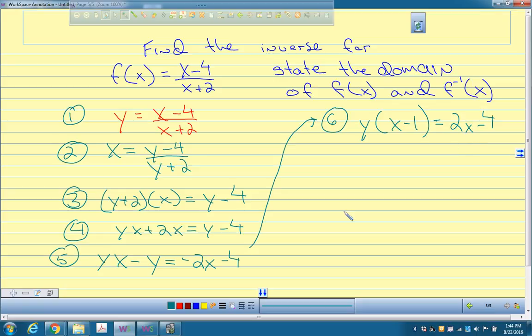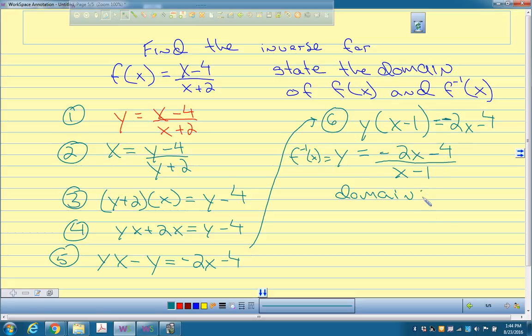Now what do I do? Divide. Isn't it negative 2x? Oh, minus 2x, thank you. Minus 2x minus 4. Divide by x minus 1 and I get y equals minus 2x minus 4 over x minus 1. What's the domain of this function? This is f inverse. We'll say f inverse of x is equal to y, which is equal to this.